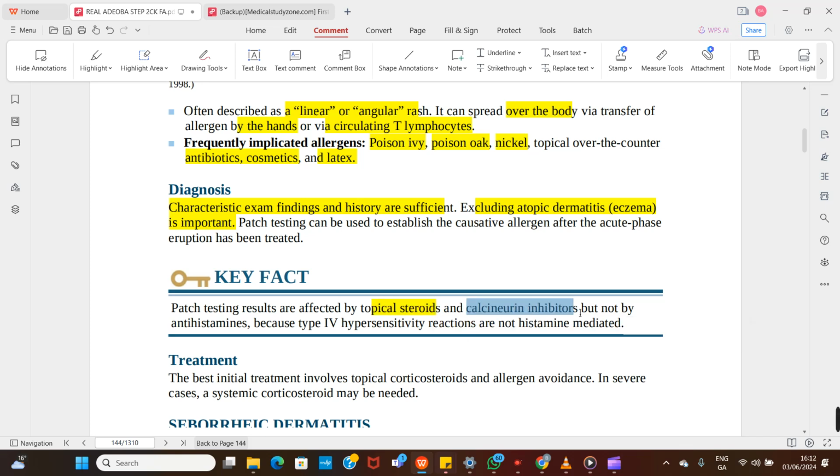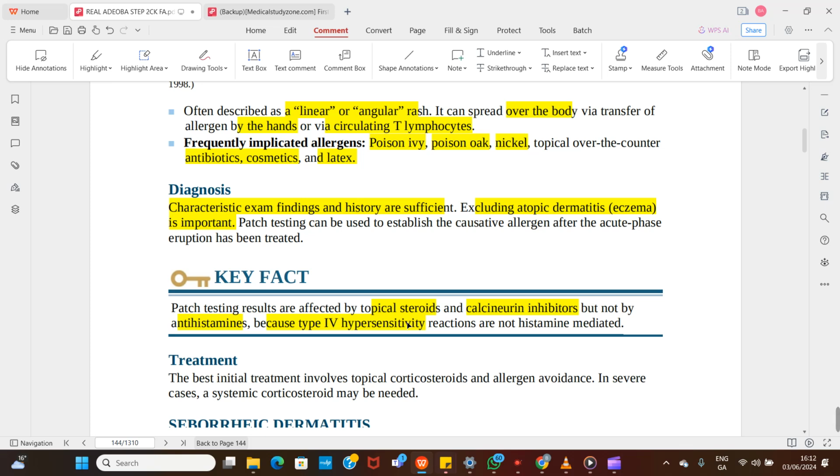The calcineurin inhibitors too can affect the patch testing results. It's only antihistamines that cannot affect it, because some of them might be placed on antihistamines for various reasons. Antihistamines don't blunt the inflammatory response like steroids or calcineurin inhibitors, because the type 4 hypersensitivity that mediates allergic contact dermatitis is not histamine mediated.